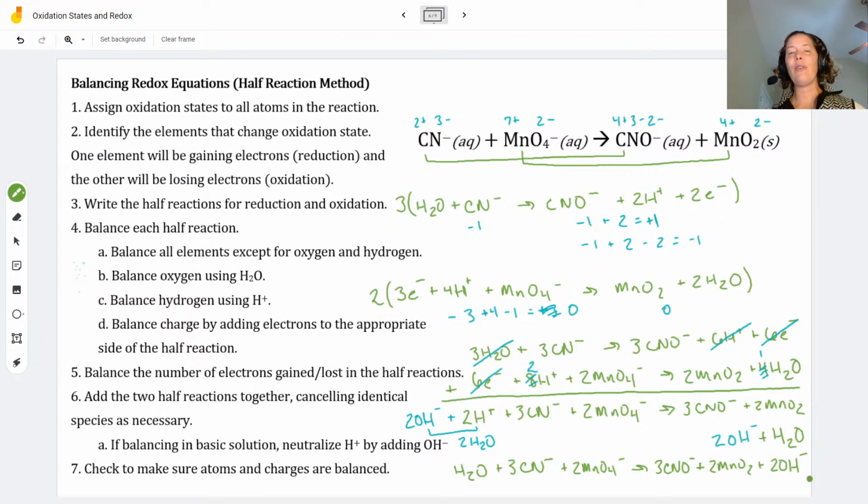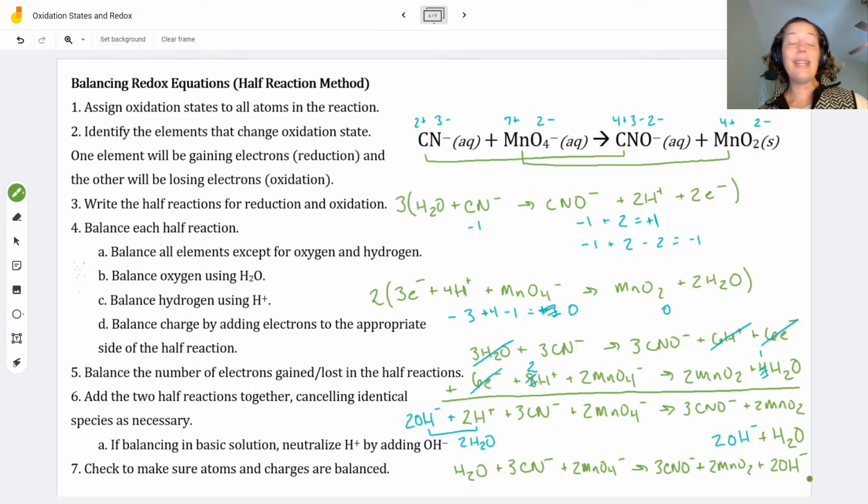So again, don't feel like you have to memorize a second set of rules for basic. Just go ahead and balance in acidic and then neutralize your acid by adding however much hydroxide you need. Very often when you do that, you will form some waters, and so you usually end up simplifying waters one more time in that situation.